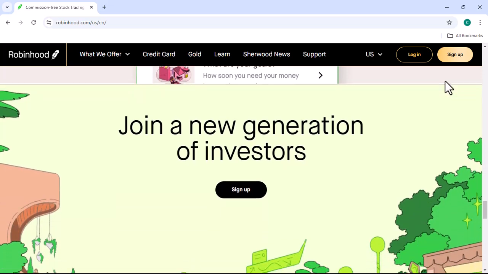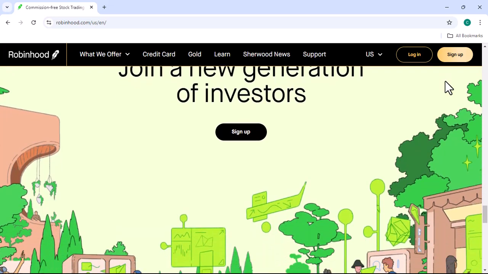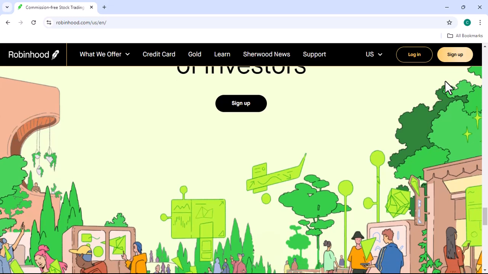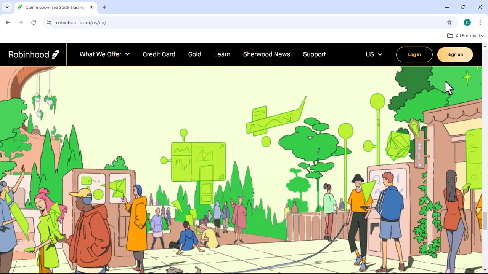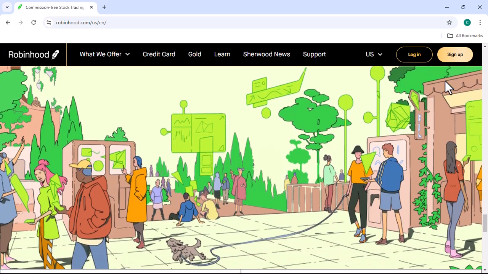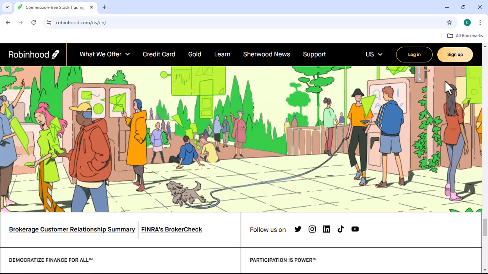Example scenario. Let's say you want to buy 100 shares of Robinhood stock at a price of $20 per share. You would place a limit order for 100 shares at $20. If the stock price falls to $20 or below, your order will be executed.